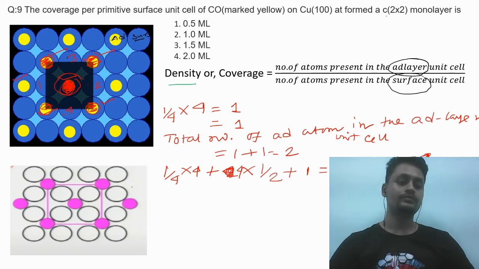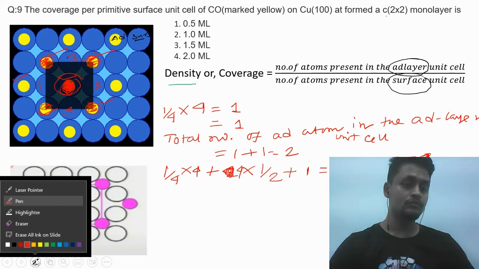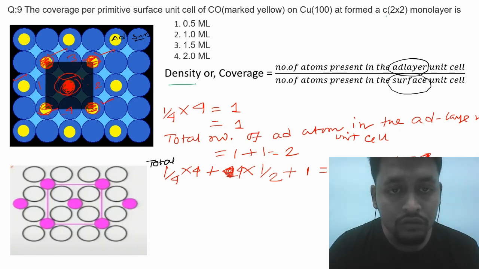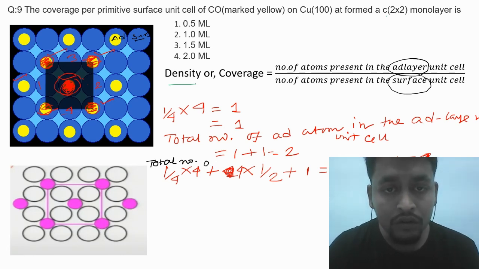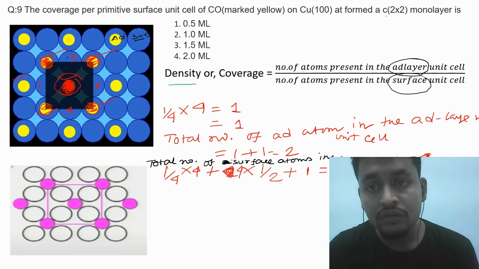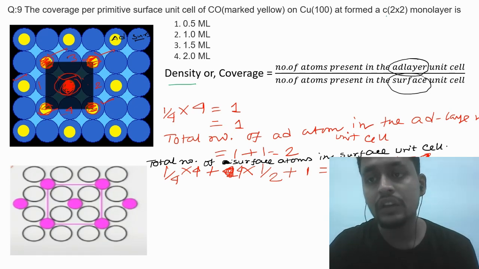Now this is the total number of surface atoms in the surface unit cell, right?